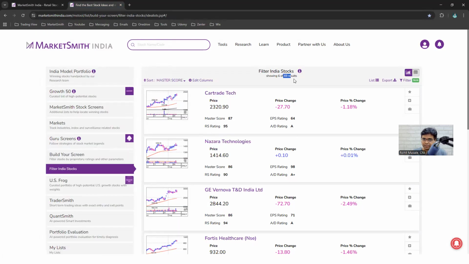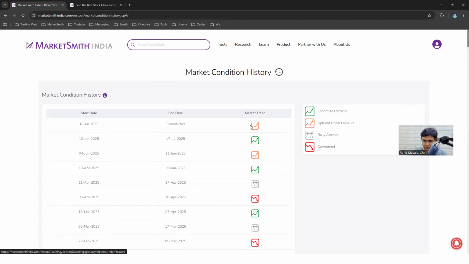So I track this number, and I have developed a system where, almost 2 weeks or 1 month in advance, I get to know that the market is likely to come under pressure before even this status changes. This status changed on 18th of July. But as far as I remember, back in mid June or the later part of June, I quickly began to realize that although they show confirmed uptrend, the market is coming under pressure, because this is representing the Nifty movement, right?